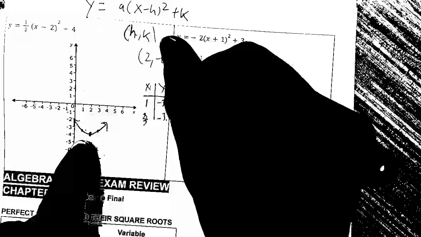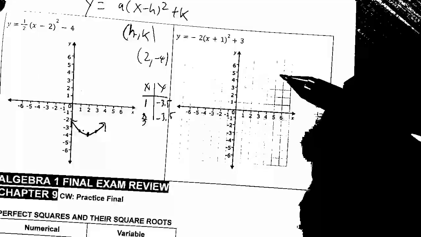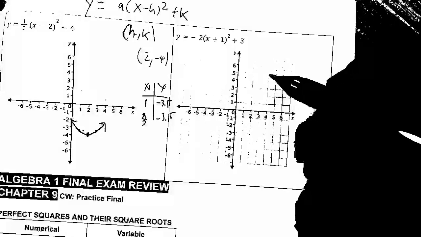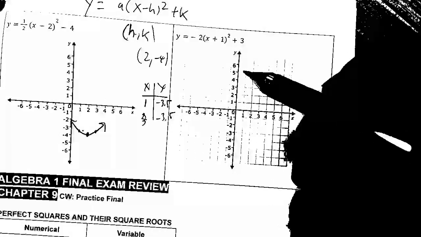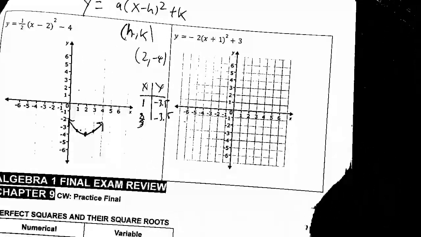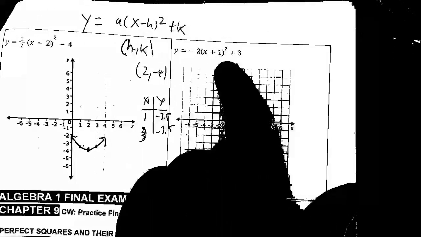So you got 2, -4, and then 1, -3.5. And the other one is 3, -3.5 because they have to be symmetrical. I'm so lost. What's the vertex here? What's the vertex here? h comma k.